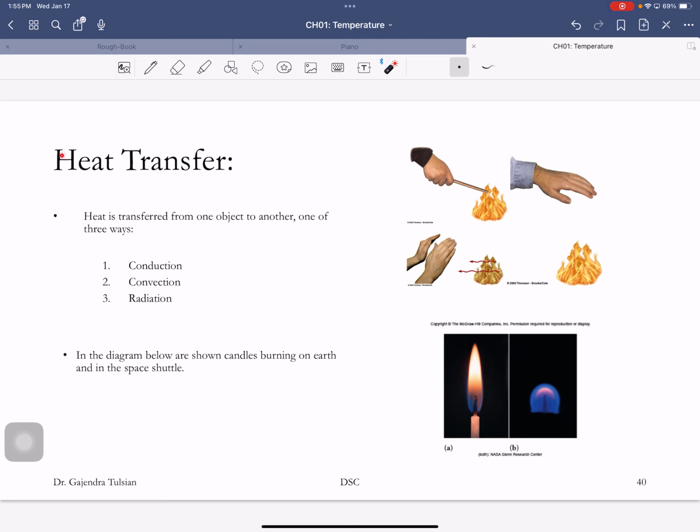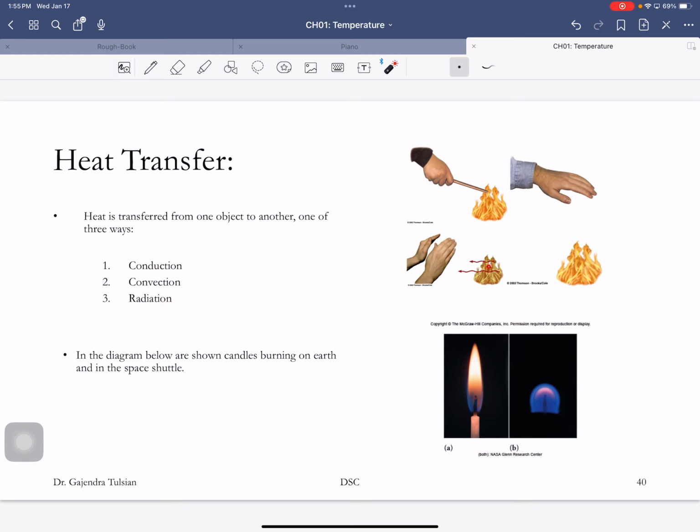So, heat transfer. When does heat transfer occur? Where does heat transfer occur? From a hotter object to a colder object. And heat transfer can occur one of three ways: conduction, convection, or radiation.